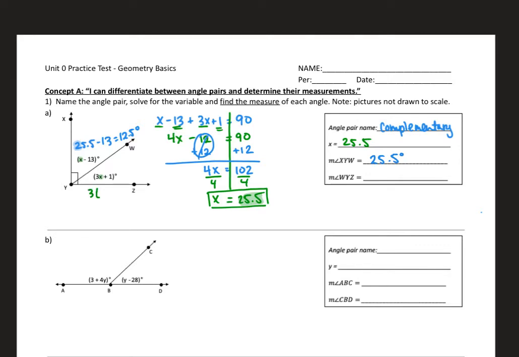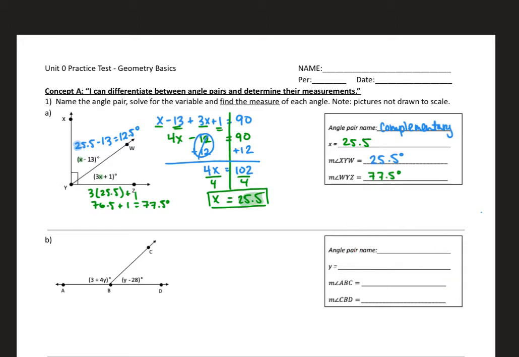So 3 times 25.5 plus 1. 3 times 25.5 is 76.5, plus 1 is 77.5 degrees. So the measure of WYZ is 77.5. It is good practice to make sure, remember that since these are complementary, these two angles should add up to 90, and when you add them, they do add up to 90 degrees.